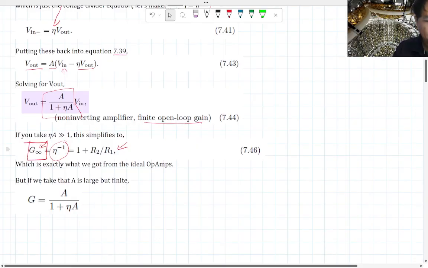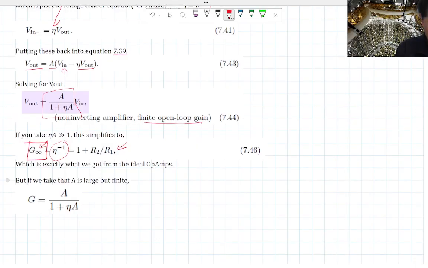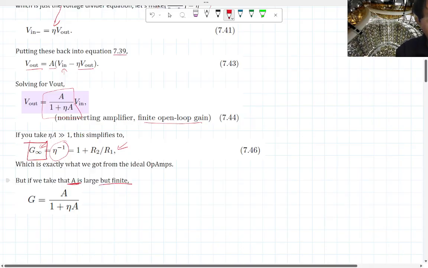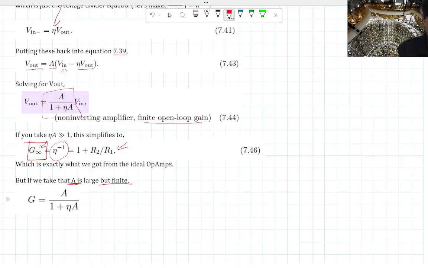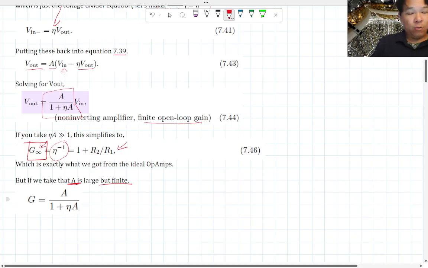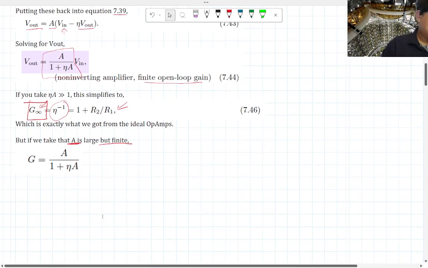Okay, all right. So if we take A to be large, but some finite number, so we don't take it all the way out to infinity, we go back to this equation here, where it's just A over 1 plus eta times A. And the book does this in one single line, so I'm going to break it up into a couple of lines to derive this for you.